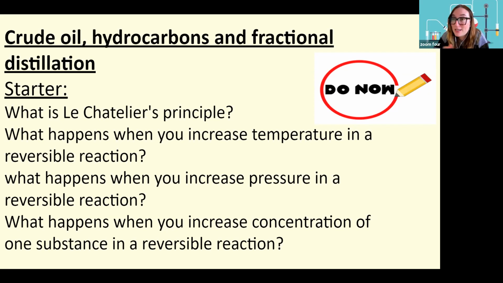And lastly, nice and simply, what happens when you increase the concentration of one substance in a reversible reaction? Well, the equilibrium will shift away from that. So if you have A plus B, it gives you C and D, and you increase the concentration of A, well, that equilibrium is going to shift in the direction towards C and D. You're going to make more of C and D, and that's because you've already got more of A. And so you have an increased amount of reaction on that side.